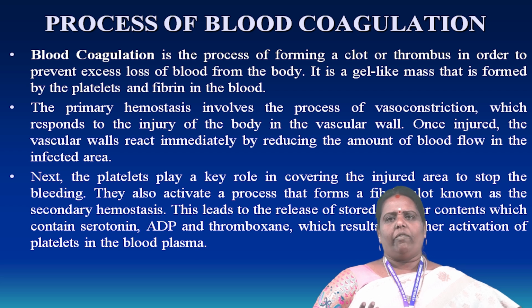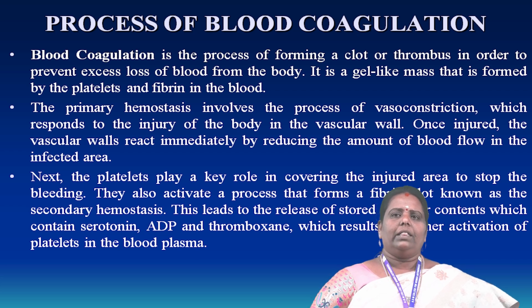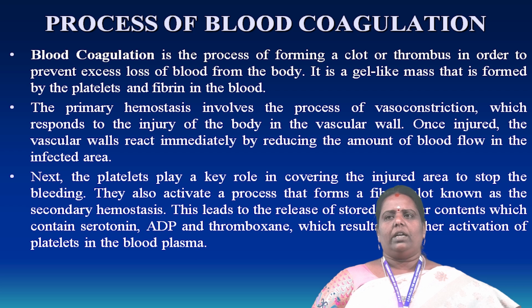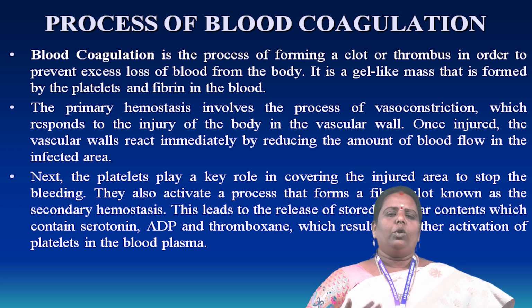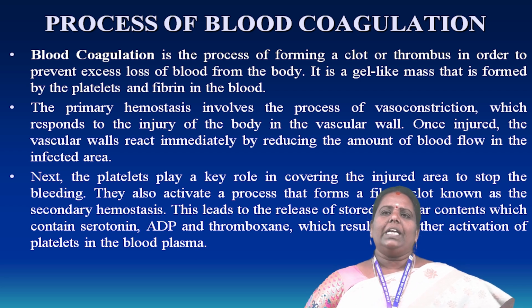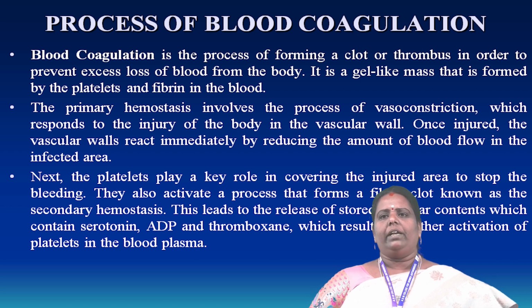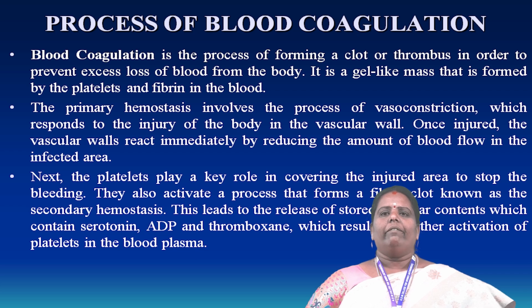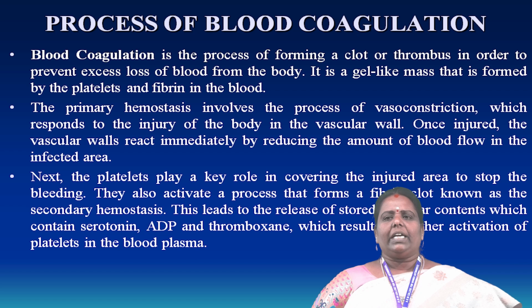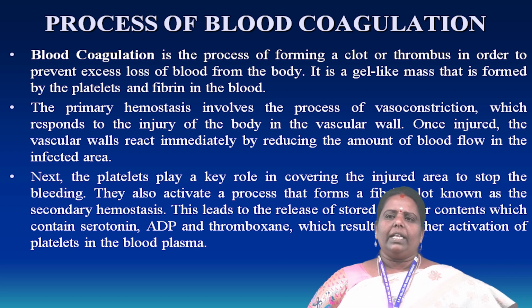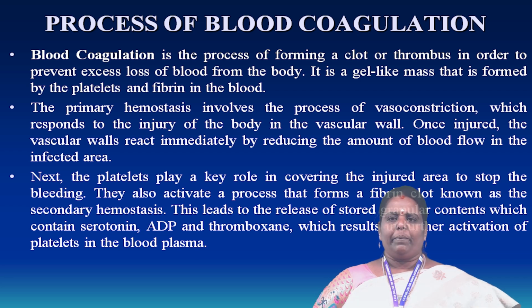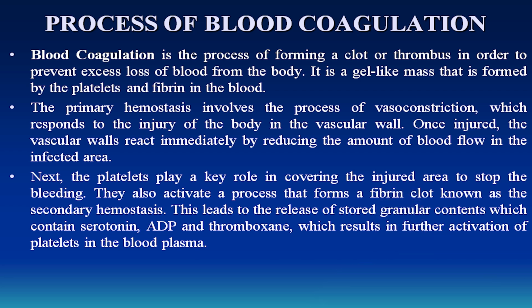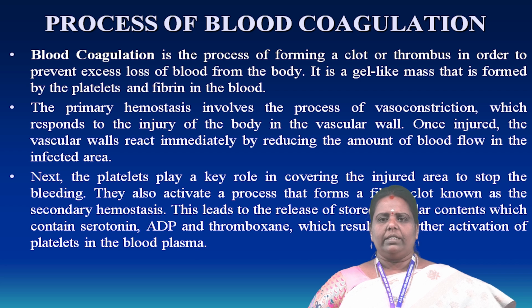It is the process of forming a blood clot, or thrombus, to prevent excess loss of blood from the body. During blood coagulation, the blood forms a gel-like mass of platelets, fibrin and blood cells. Primary hemostasis involves vasoconstriction and the response of the vascular system. In this, platelets play a key role in covering the injured area and stopping the bleeding. They also act in the formation of fibrin, a clotting process known as secondary hemostasis.